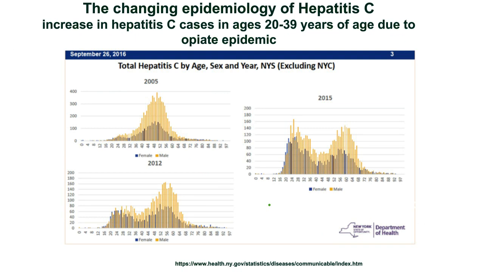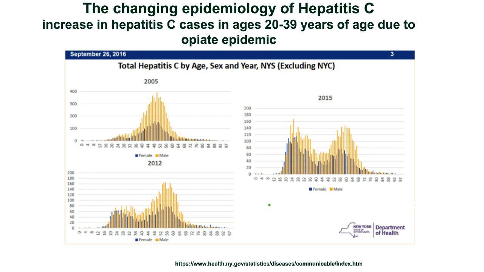And there has now been a dramatic increase in the number of hepatitis C cases in those between the ages of 20 to 39 years of age. And this is an unfortunate consequence of the opiate epidemic. Particularly, this leads to injection drug use, heroin.